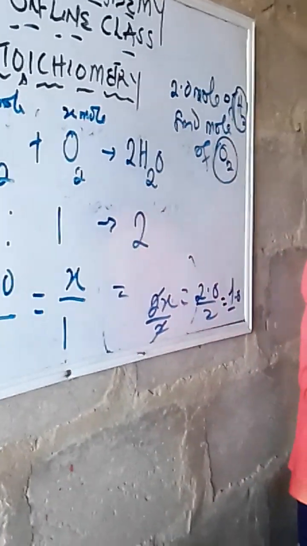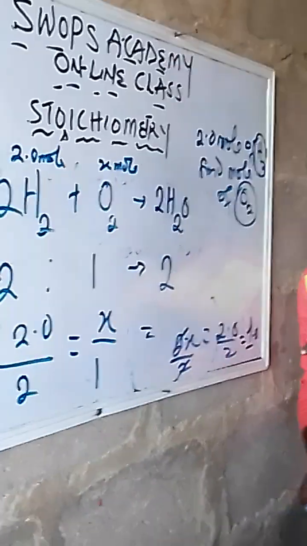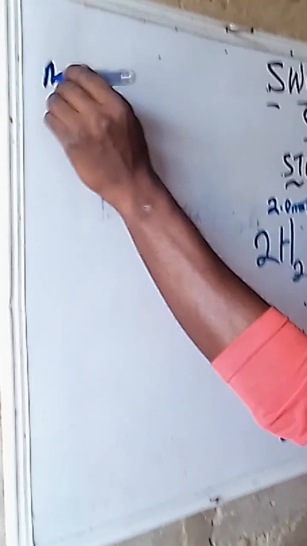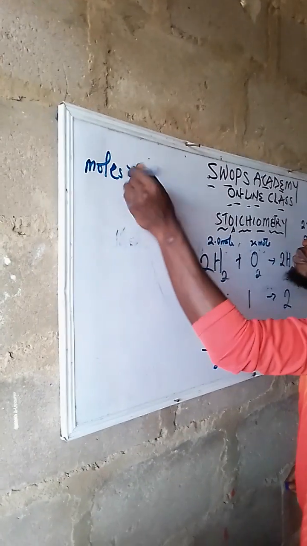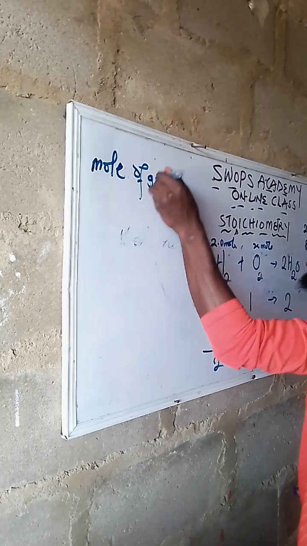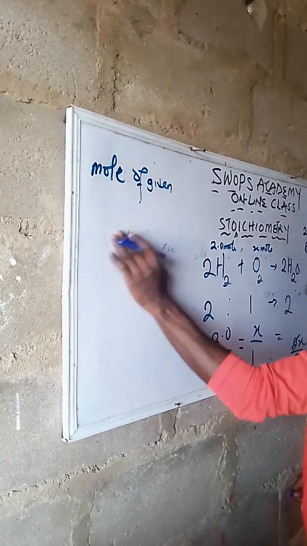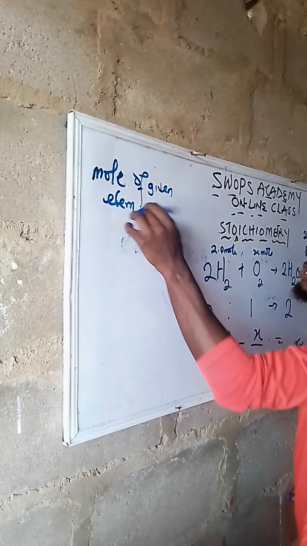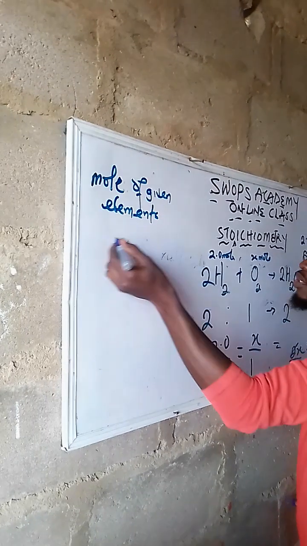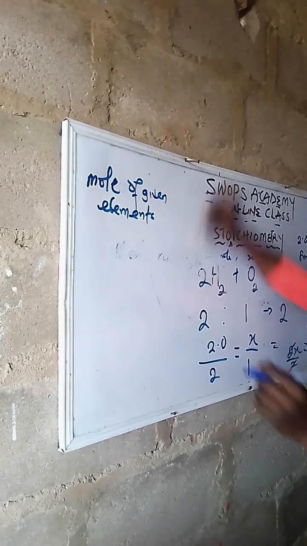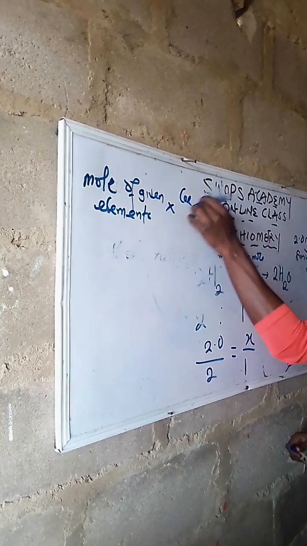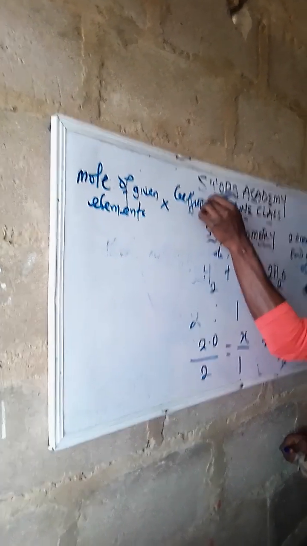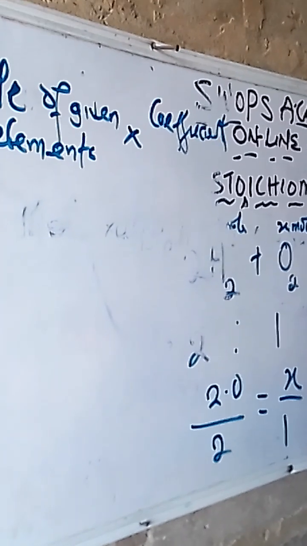Another method, you can use a formula. He has a formula that we can actually use. What is that? We will just say, just cram that formula. Moles of a given element or substance. Anyhow, of a given element or substance. Are we together? Multiply by coefficient.